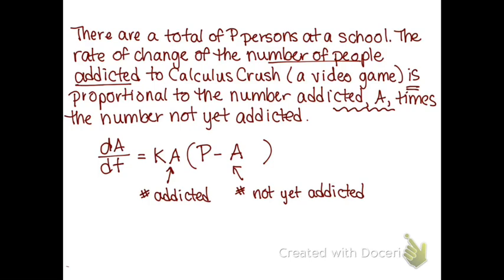Okay, so let's read the problem and make sure our differential equation makes sense. So the rate of change of the number of people addicted to Calculus Crush, okay, that's the left-hand side of the equation, is proportional to, so we put that constant k when we're talking about proportional, the number addicted times the number not yet addicted.